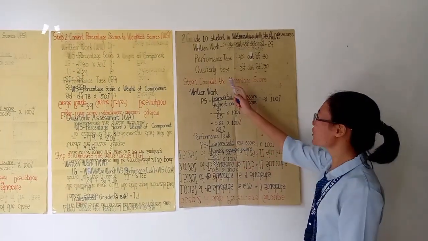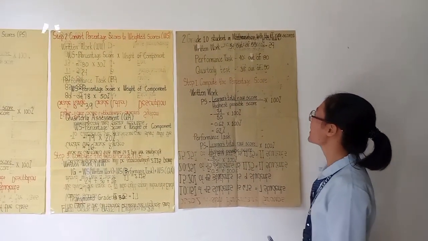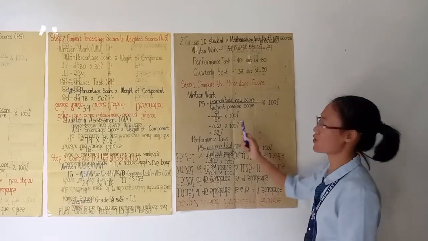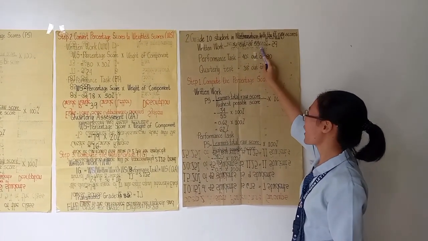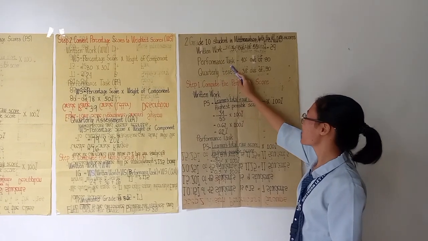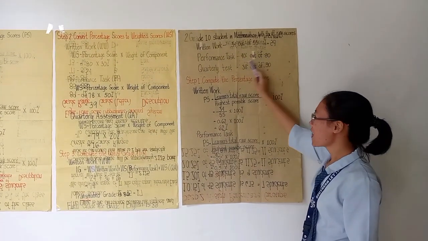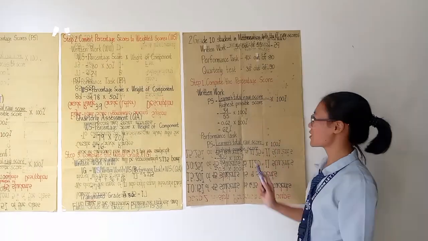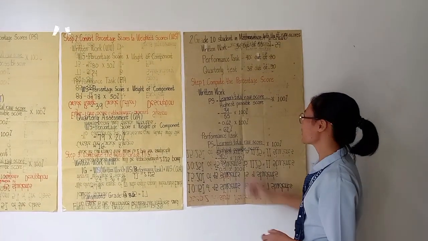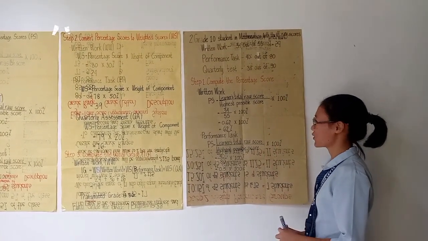So, in example 2, we have grade 10 students in mathematics with the following row scores. We have written work, 34 out of 55, performance task, 40 out of 80, and quarterly test, 38 out of 50. So, step 1, we have to compute the percentage score.